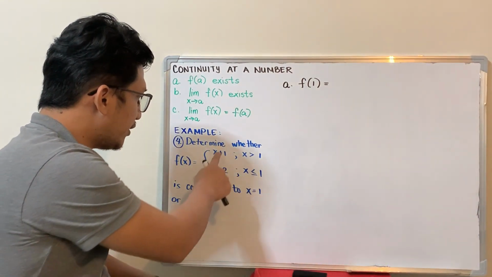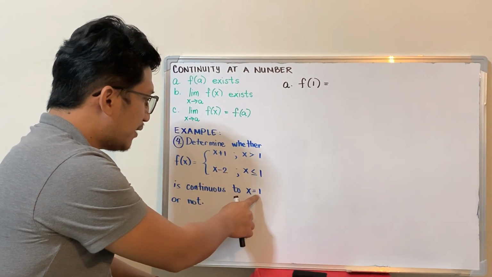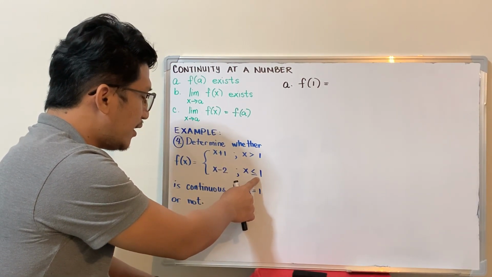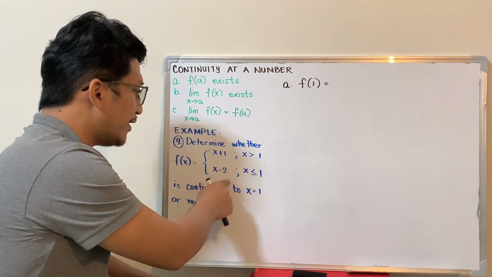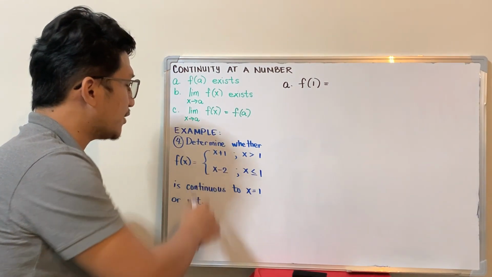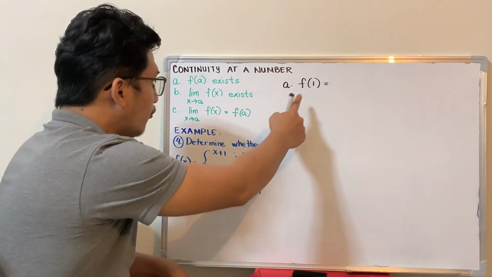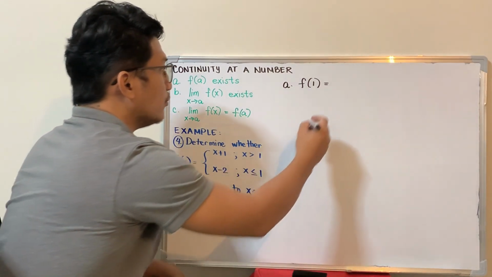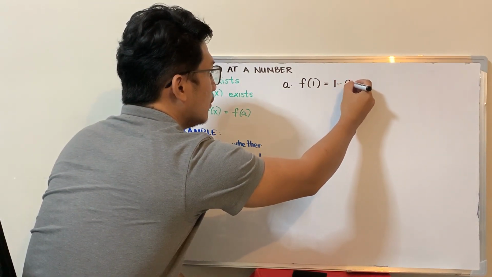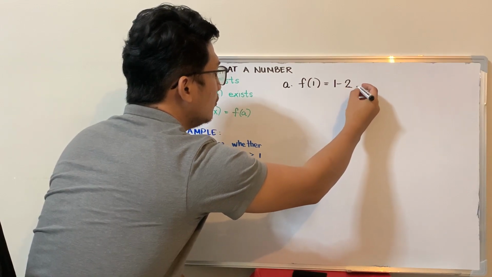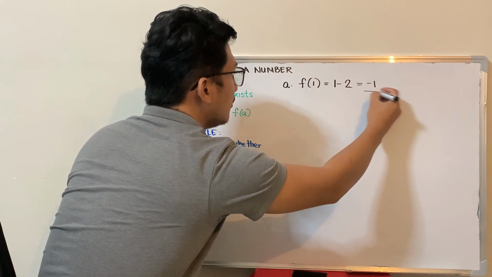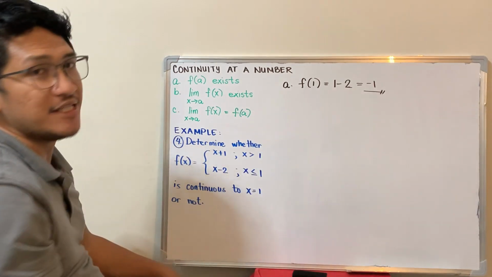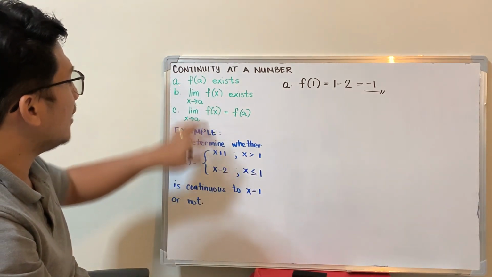We have to choose between these two functions, of course. Where does 1 belong? It belongs here. In other words, we are to use this function, x minus 2. So f of 1 is just equal to 1 minus 2, which is equal to negative 1. So basically, f of a exists. Okay? So it satisfies letter A.